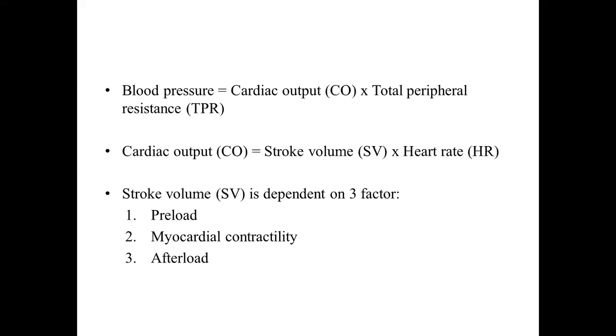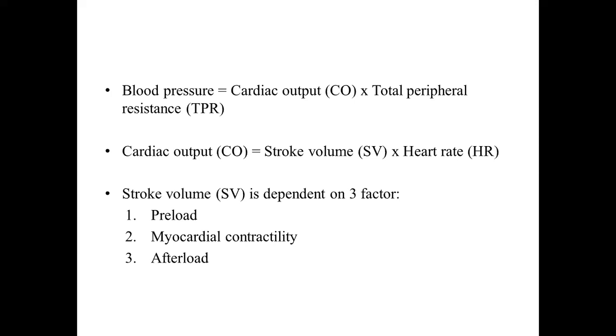But the problem is, yes, the hypertrophied myocardium has more contractile force, it has more systolic function, but this is at the expense of the diastolic function. Because when the muscle is hypertrophied, it will contract more forcefully, but it will relax less efficiently, because the muscle now is stiff. And when it becomes stiff, it will become less compliant.